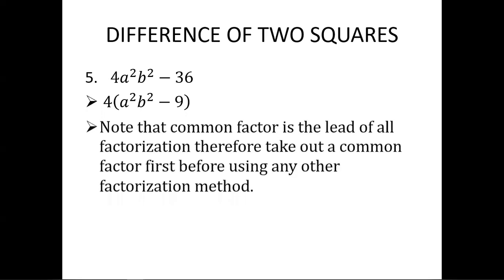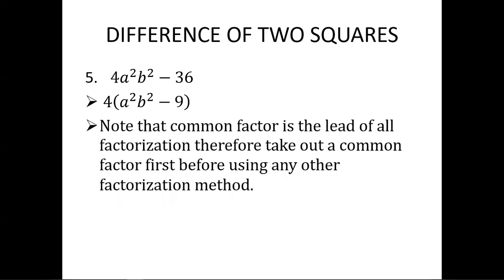Now, this is a difference of two squares, and you'll just have to factorize it by finding the square root of each term and allocating different signs to each bracket. Note that the common factor is the lead of all factorization. I always say it is the mother of all factorization. Therefore, take out a common factor first before using any other factorization method, which is what I did. And when I factorize this, this is the answer that I got. Good? Okay.